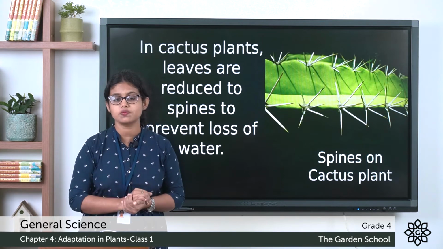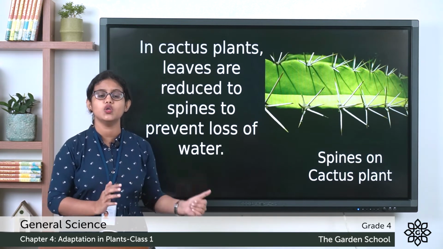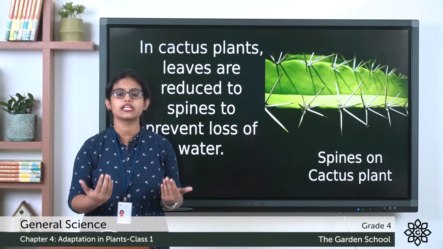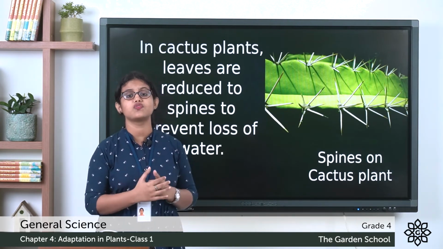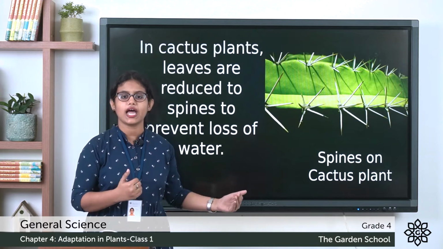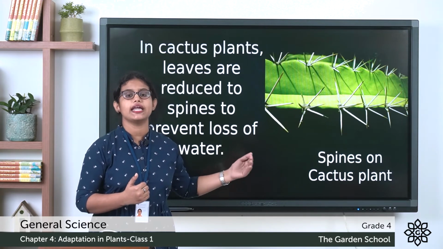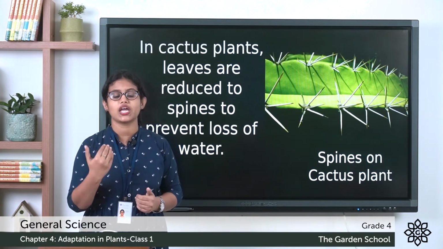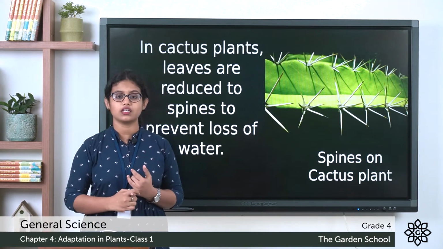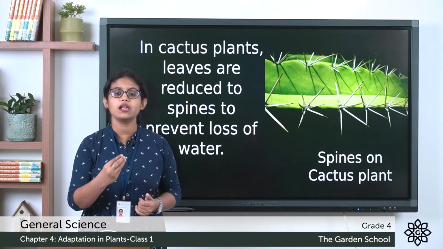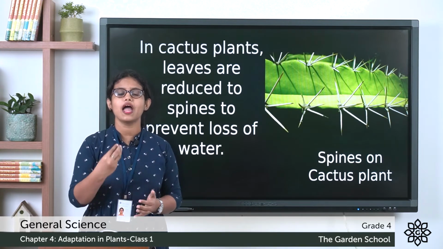So can a cactus plant afford to lose water? No. Why? Because it gets very little water. So the cactus plant cannot afford to lose water. So in place of leaves, it has spines, which help them to prevent loss of water. And another thing, these spines protect them from animals.